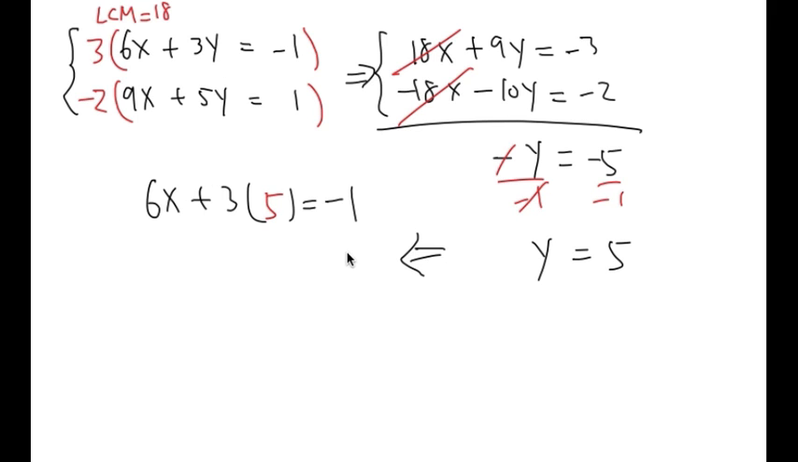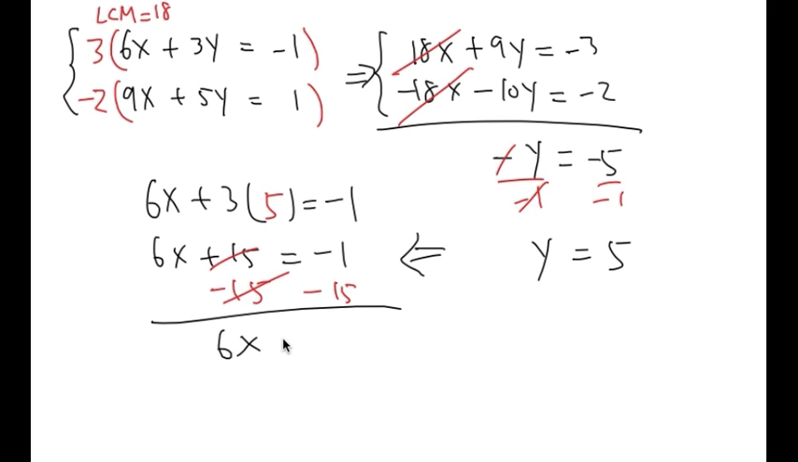And now the rest is just to work this out. I have 6x, 3 times 5 is plus 15, and that's equal to -1. And do the usual thing, that's minus 15 on both sides. Cancel this out, and I will end up with 6x equals -1 minus 15, that should be -16, and then I can divide by the number in front of the x on both sides, which is 6, so they cancel each other out.